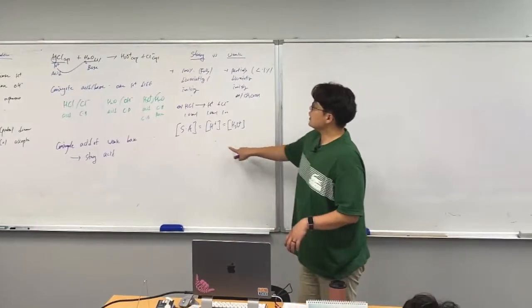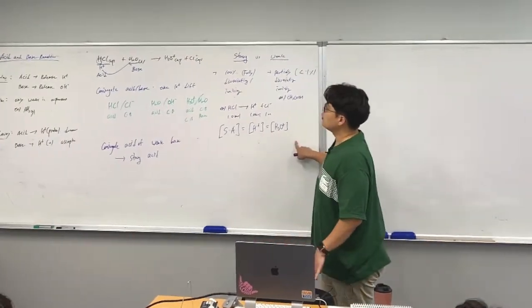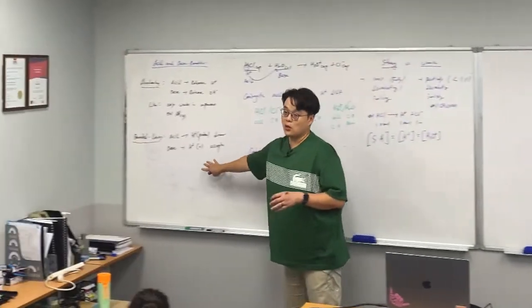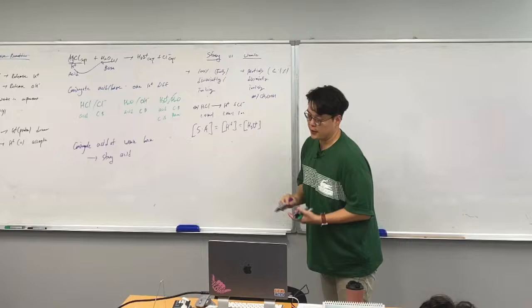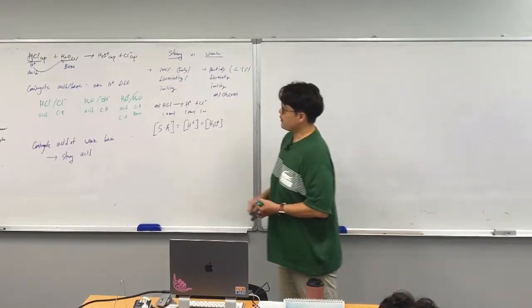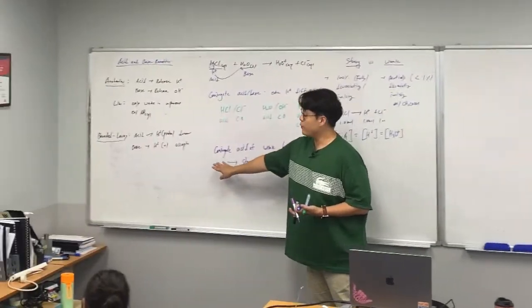Yep, so this is the only case where this definition can only be used with the Bronsted-Lowry. We can't use the Arrhenius to describe that, so bear this in your mind. Okay, so going back to this, then we can understand the formula here.